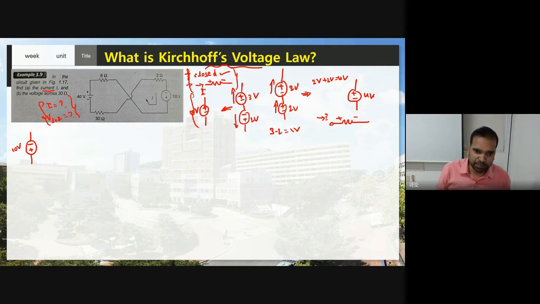Now see, in the problem itself, they have given the current direction. Current is going in this way. That means current is going like this. So then what happened? This is plus and this is minus to my voltage source. So can I write here, this is plus and this is minus? What is the voltage resistance? 8 ohm. Okay, clear. Now the current is coming like this.